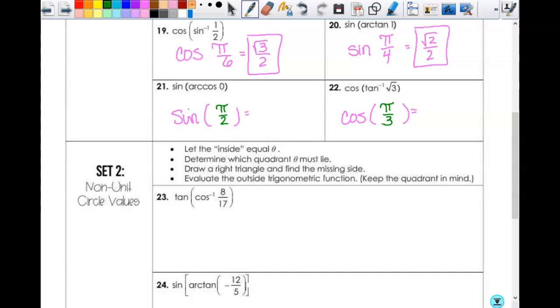Okay, so what I heard from the people back there on number 21, and I think what you were talking about, was the arc cosine of 0, right? And that happens twice, right? It happens at pi halves and 3 pi halves, but you can only use between 0 and pi, and that's why we use pi halves. So very good reasoning. And then what is the sine of pi halves? 1. All right, and then the tangent inverse of the square root of 3 is pi thirds, so then the cosine of pi thirds is 1/2.